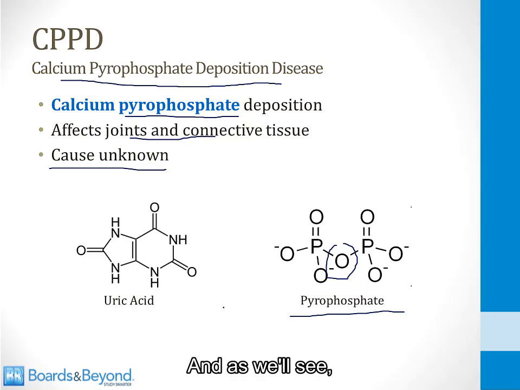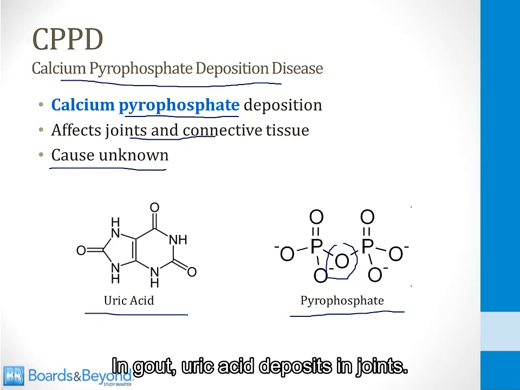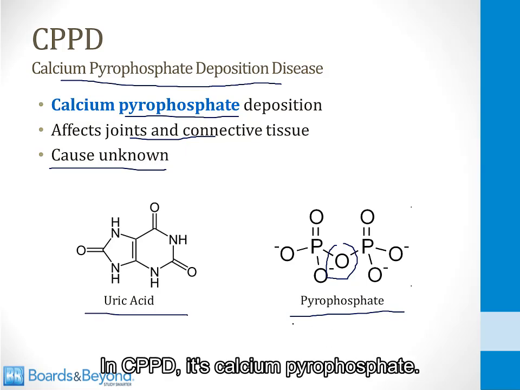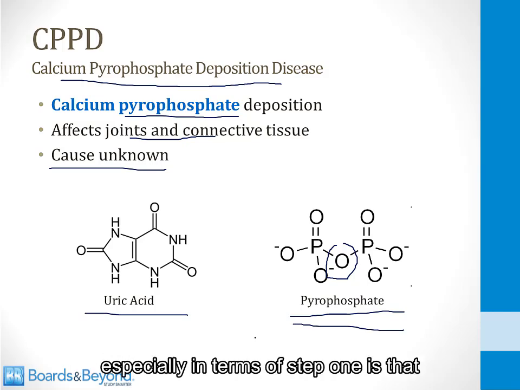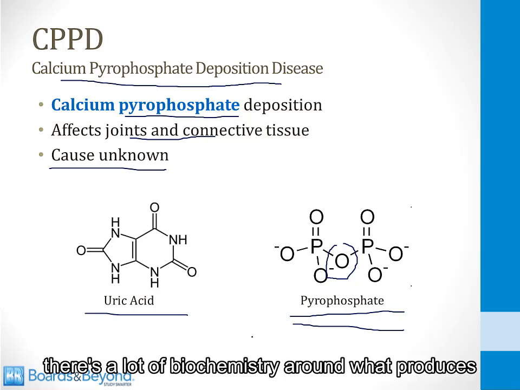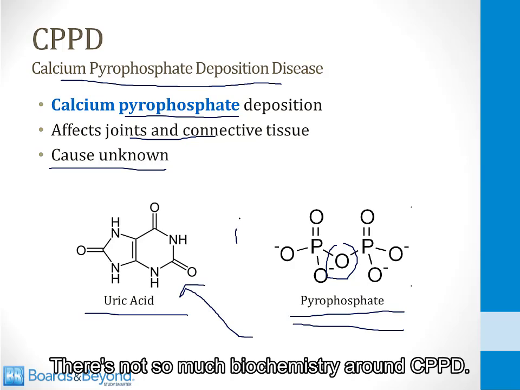And as we'll see, this disorder shares some similarities with gout. In gout, uric acid deposits in joints. In CPPD, it's calcium pyrophosphate. The main difference between gout and CPPD, especially in terms of Step 1, is that there's a lot of biochemistry around what produces more uric acid and leads to gout. There's not so much biochemistry around CPPD.